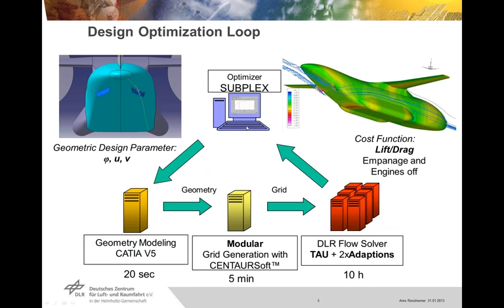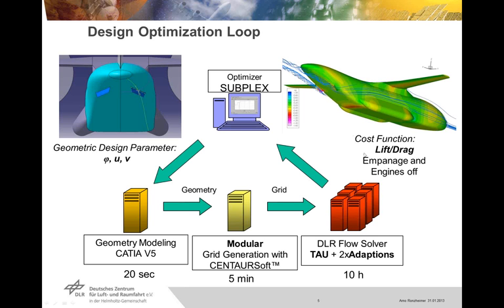So this is now the design optimization loop. On top we have an optimizer. Here the simplex method is used. The simplex method sends design parameters to the geometry modeling, which is here done with CATIA version 5. It takes about 20 seconds, and then the meshable geometry is given to the grid generation program, which is from Centaursoft, using hybrid prismatic and tetrahedral grids. It takes about 5 minutes to mesh the geometry. And then finally the DLR flow solver TAU is used to solve the problem.